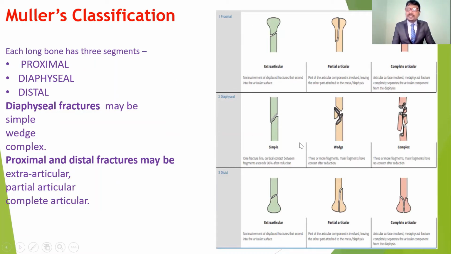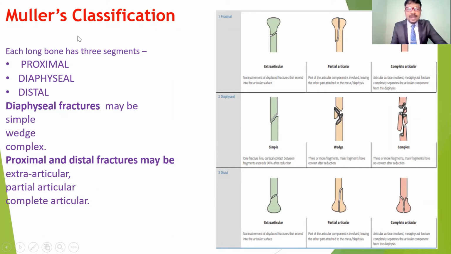In the shaft, the fractures are divided into simple fractures, where only one line occurs, spiral or oblique. Also wedge fractures occur, where three or more fragments occur. And also complex fractures, where the main fragments have no contact after reduction, and many fragments occur. So that is one type of classification in Muller's classification, especially for the diaphyseals.